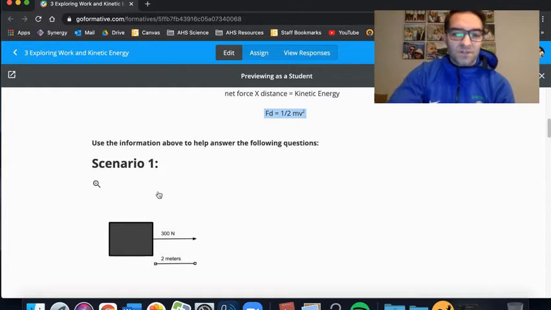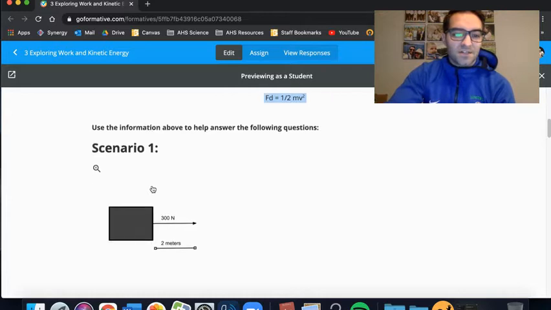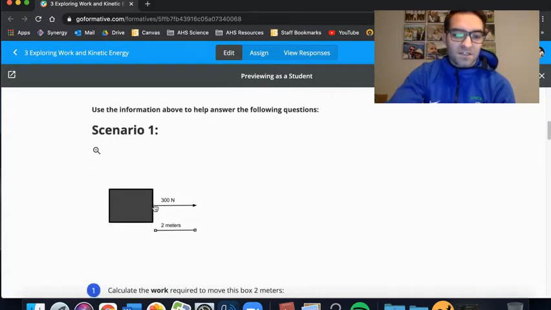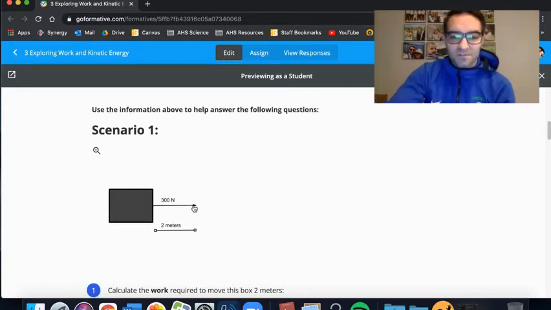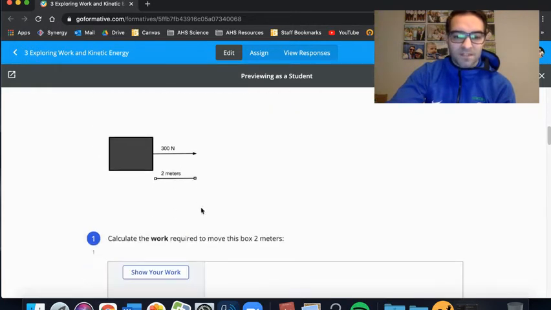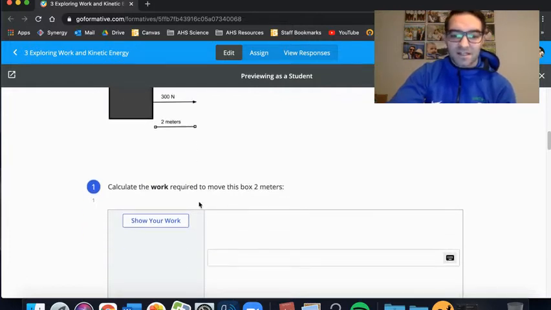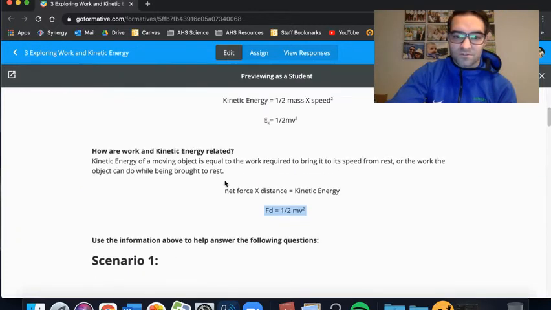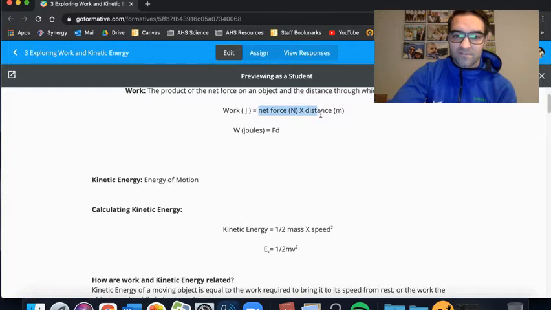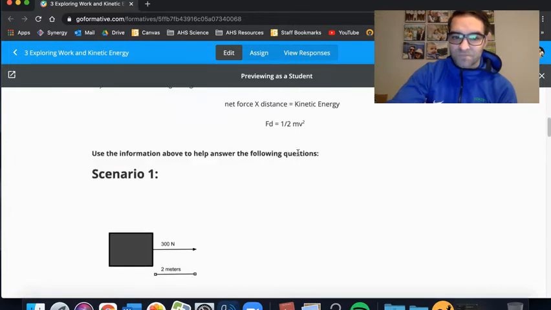So now we're going to practice that a little bit. So you're going to want to refer to those up above. And here's scenario 1. So you have a box with a net force. This is kind of a basic one. I've given you the net force of 300 newtons, and you have pushed it 2 meters. Okay, so calculate the work required to move this box 2 meters. And again, it's in joules. So you're going to want to refer to net force times distance.